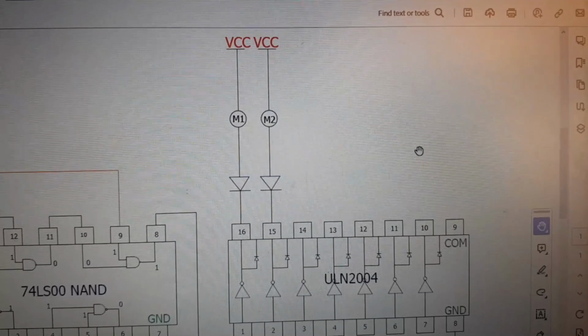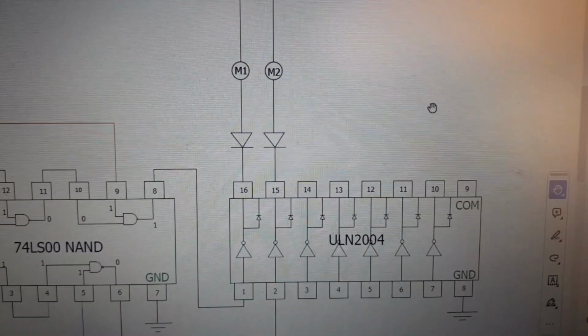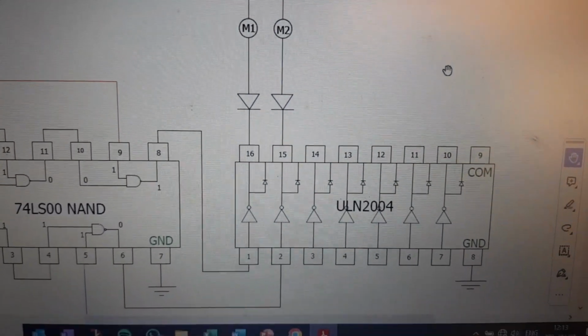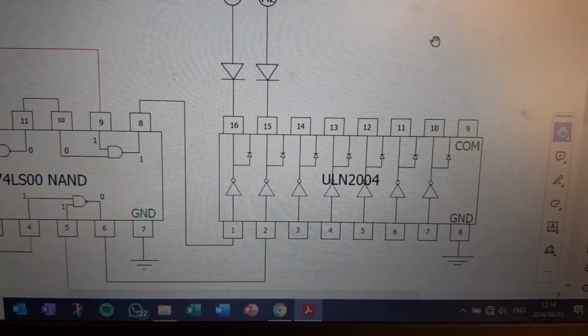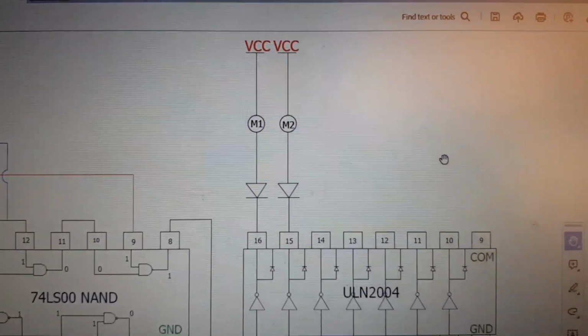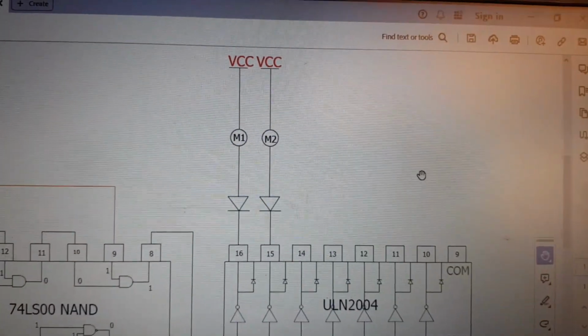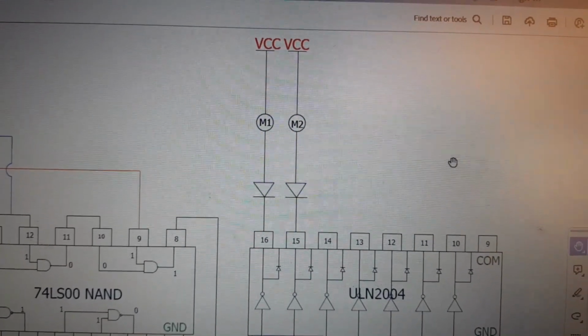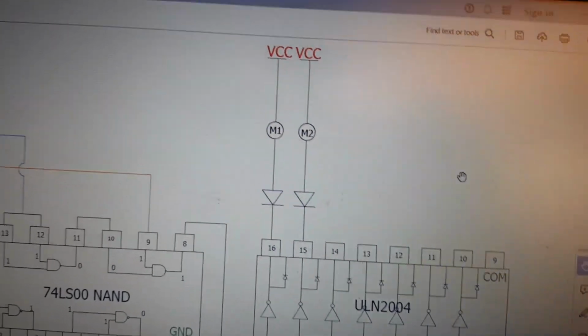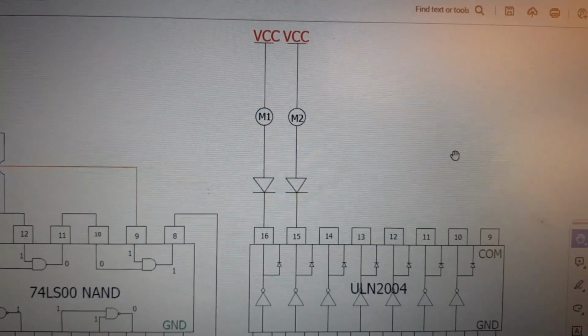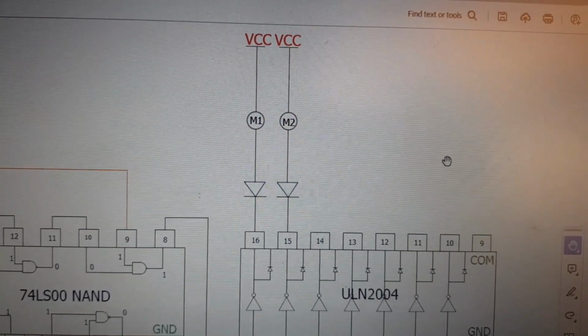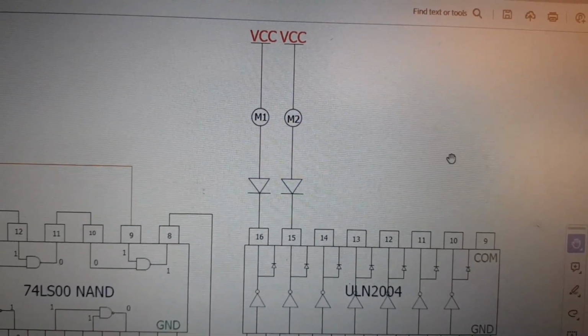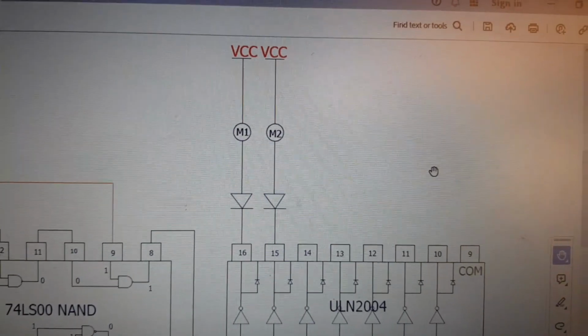Our motors are connected to VCC as well as through a diode towards pin 16 and pin 15 of the Darlington transistor. It doesn't matter which way you connect the motors, they will run either way. However, it is recommended to connect one opposite from the other to make sure that both of them will be rotating in opposite directions. Otherwise, your beambot will just spin in a circle when you eventually wire it up.